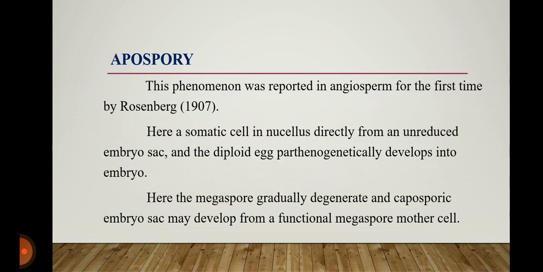Apospory. This phenomenon was reported in angiosperms for the first time by Rosenberg in 1907. Here, a somatic cell in the nucellus directly forms an unreduced embryo sac, and the diploid egg parthenogenetically develops into an embryo. Here, the megaspore gradually degenerates, and an aposporic embryo sac may develop from a functional megaspore mother cell.